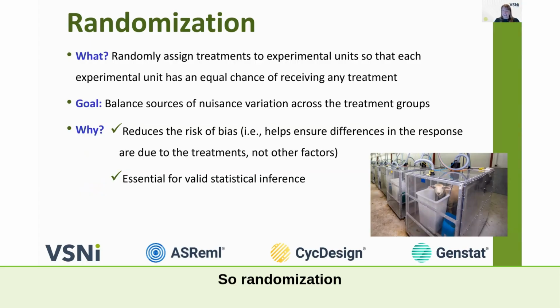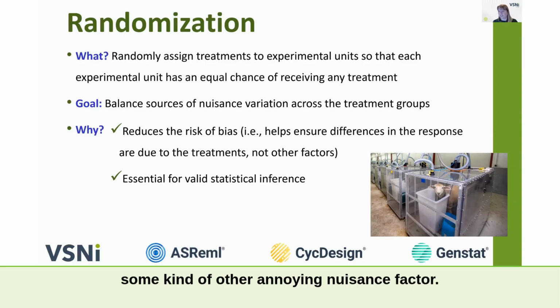So randomization is the process of assigning the treatments to the experimental units so that each experimental unit has an equal chance of receiving any of our treatments. Our goal here really is to balance out any nuisance variation across those treatment groups, therefore making it more likely that any differences we observe in our experiment are due to those treatments rather than some kind of other annoying nuisance factor.